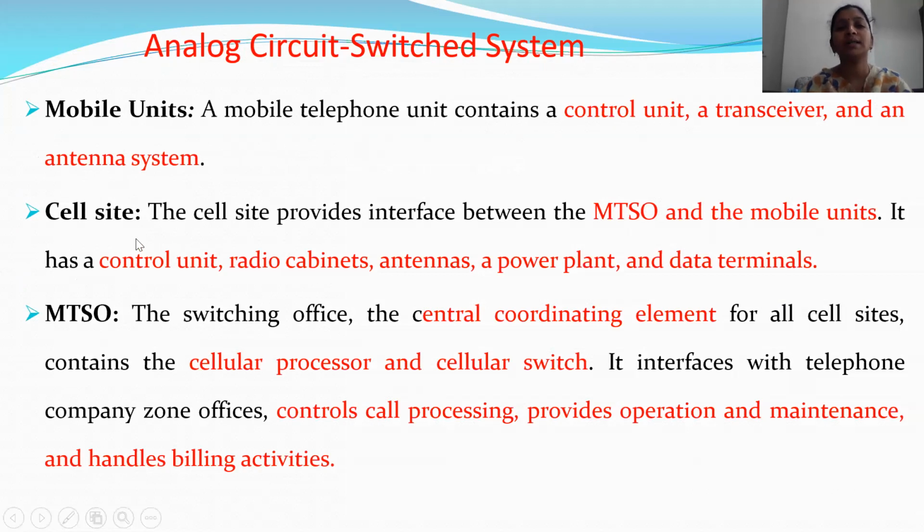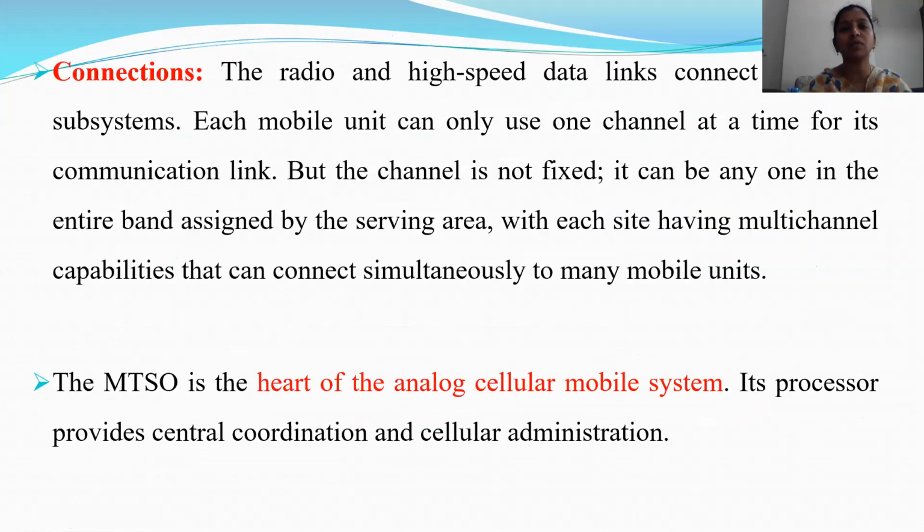A cell site provides the interface between the mobile telephone switching office and the mobile units. It has a control unit, radio cabinets, antennas, a power plant, and data terminals. Coming to the mobile telephone switching office, it is the heart, the central coordinating element for all cell sites. It contains a cellular processor and cellular switch. It interfaces with telephone company central offices and controls call processing, operations, maintenance, and billing. Everything is taken care of by the mobile telephone switching office.